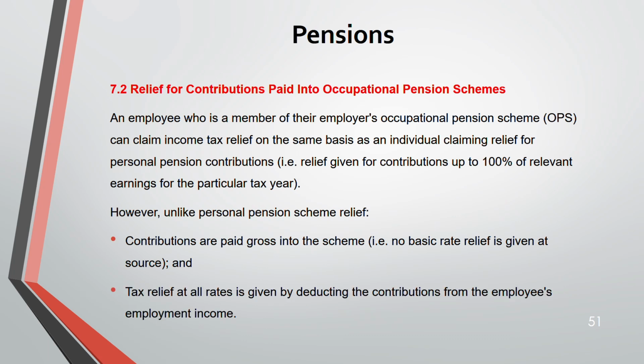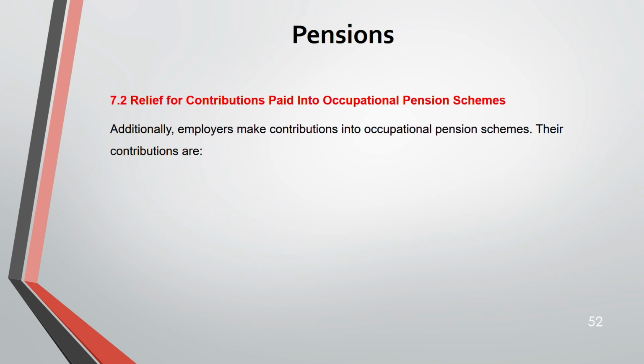And the tax relief at all rates is given by deducting the contribution. So whatever the contribution is made to the scheme, it is deducted from the employee's income. That's how they give you the deduction relief. Let's say the employee is contributing 500 into an occupational pension scheme. That 500 you can deduct from the employment income. That's your tax relief.